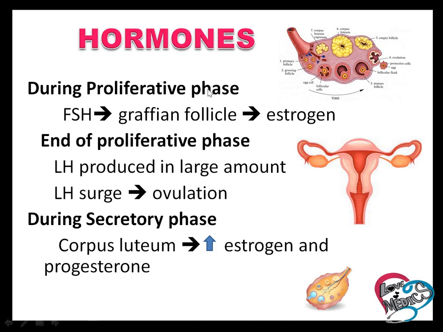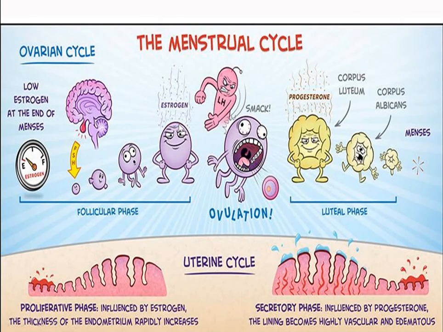Hormone levels. During the proliferative phase, the FSH hormone regulates the follicular growth and the Graafian follicle produces estrogen. At the end of the proliferative phase, LH production is increased, the LH surge starts and it leads to ovulation. During the secretory phase, the corpus luteum releases estrogen and progesterone. Look at here, this is the menstrual cycle. At the starting of the menstrual cycle, the hormone levels are reduced. Then the pituitary gland releases follicle stimulating hormone that regulates the follicular growth, and the dominant follicle releases estrogen that acts on the pituitary gland and increases the luteinizing hormone level, and the LH surge takes place. So the dominant follicle releases the ovum.